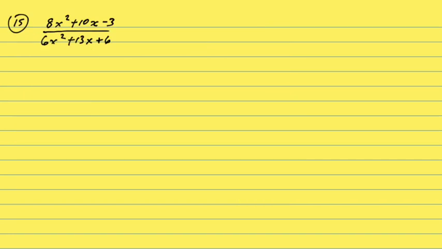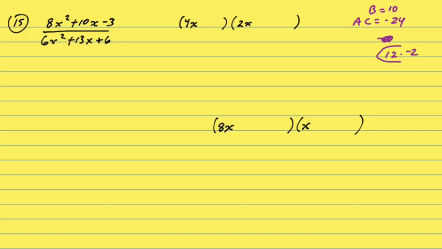Okay, let's look at one like 15. This does not have a leading coefficient of 1. Neither does the one on the bottom, so you have to do them a little bit different. The top is either going to factor into 4x times 2x to get 8x squared, or it might factor into 8x times 1x. Let's see what a times c is. I'm only looking at the numerator. A times c is negative 24, and b is 10. I need things that multiply to negative 24, but add to give me 10.